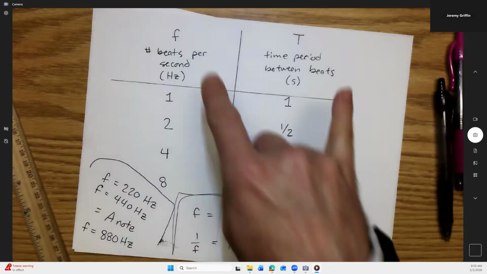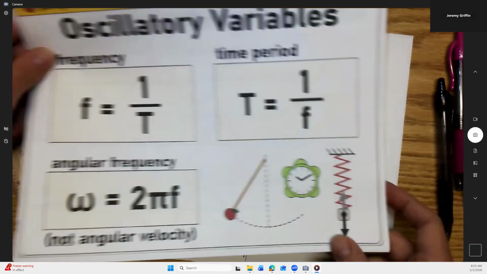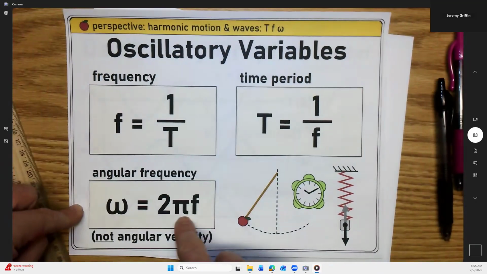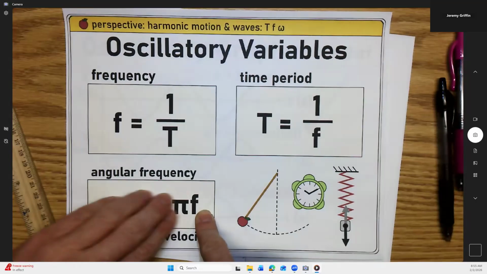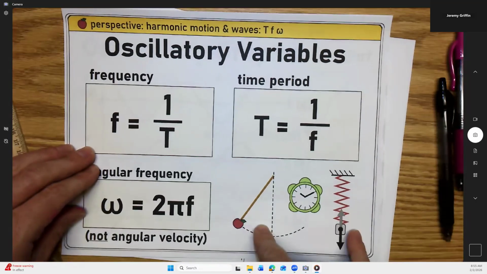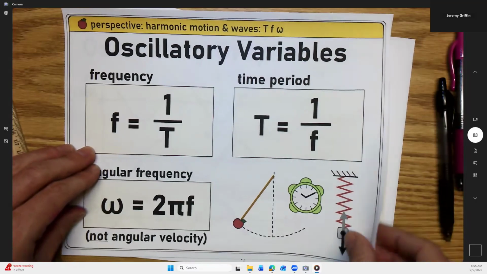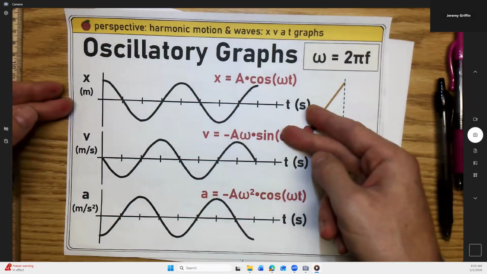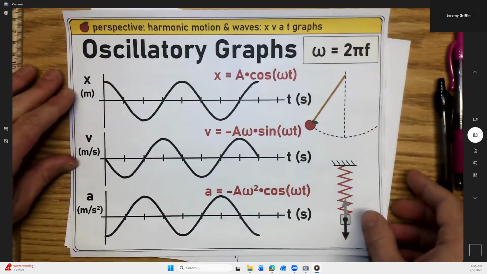This table we just pieced together. You guys came up with this, right? There's a special kind of frequency called angular frequency. All you do is take the regular frequency and multiply by 2 pi. Okay, so here are some common oscillating scenarios, and that could help you construct this type of equation to make this kind of graph. This is one of the graphs you did in your lab last week.